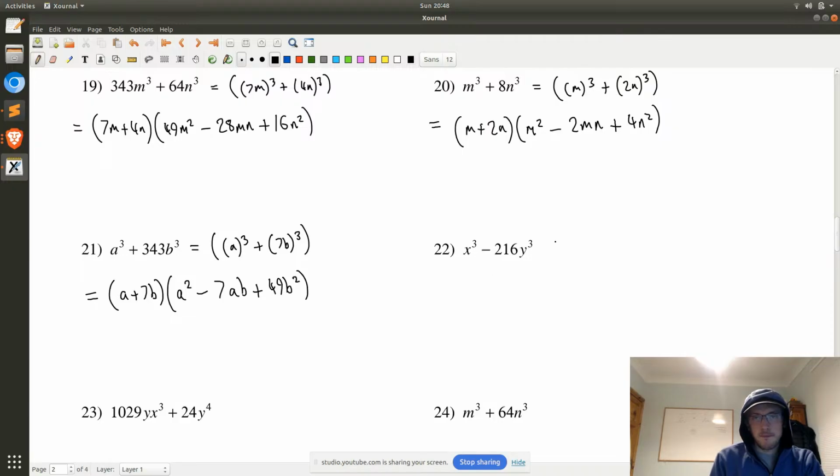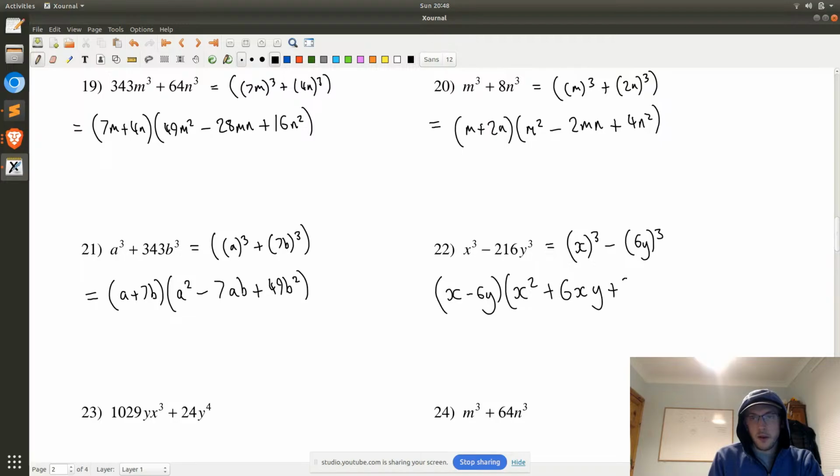There. This is the difference of two cubes. It's the difference of the cube of x and the cube of 6y. So follow the pattern. x take 6y. Open up. Square of the first one. Product of the two inners. Square of the last one.